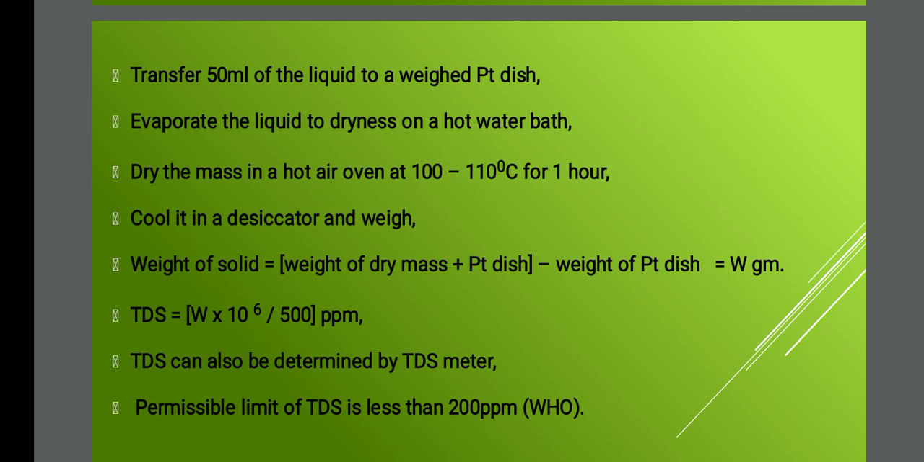After weighing, you calculate the weight of the solid, which is weight of dry mass plus platinum dish minus weight of platinum dish, because initially we have taken the platinum dish. Now you are weighing the dry sample with the platinum dish. So platinum dish plus dry sample minus the initial platinum dish value will give you W gram. And from this we can calculate TDS. TDS is equal to W into 10 to the power of 6 divided by 500 ppm.